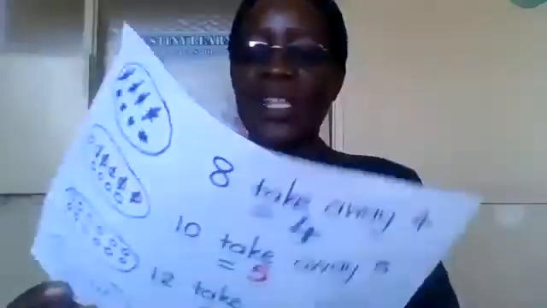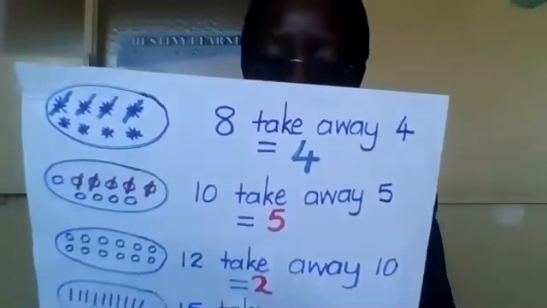Very good. Did we all get that answer? Yes. Very good. So 12 take away 10, we get an answer of 2. All right, good. So we use that word take away, remove. Now without assistance, can you do 15 take away 5?